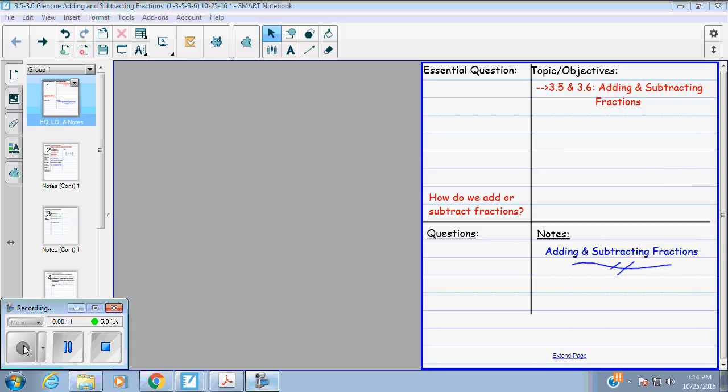So as you can see, here we're learning how we add or subtract fractions. Again, one of the more complex skills, actually. Multiplying and dividing fractions, I believe you'll find, are easier than the skills for adding and subtracting. My goal is to try and simplify it for you, so I'm going to pause here and let you copy down our objectives, our notes, and our essential question.